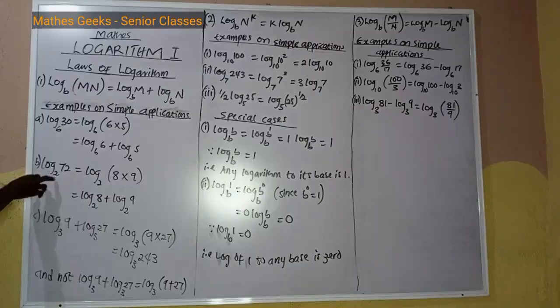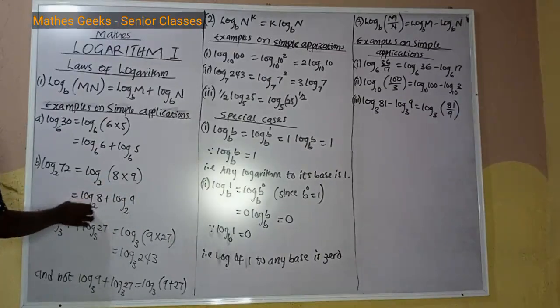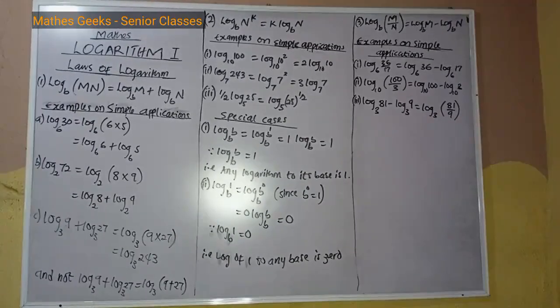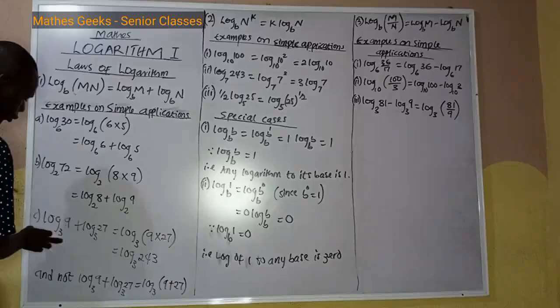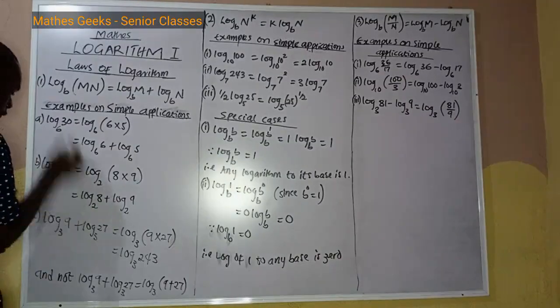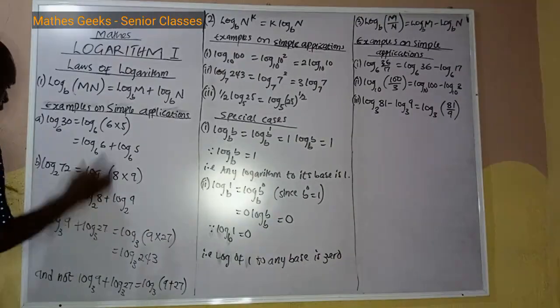Same thing applies here. Log 72 to the base 2 will give us log 8 times 9 to the base 2. So this gives us log 8 to the base 2 plus log 9 to the base 2. Then log 9 to the base 3 plus log 27 to the base 3. Now on this side, you know that multiplication gives you addition, so addition will give you multiplication. It's still the same thing.